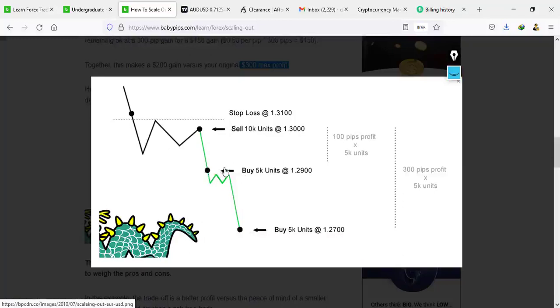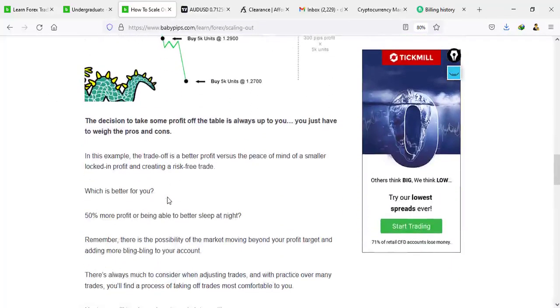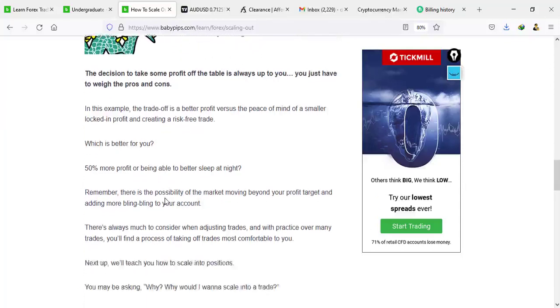And when you let this consolidation ride and smash a take profit, you also buy at the end. Now the decision to take some profits off the table is always up to you. You just have to weigh the pros and the cons, right? So in the example we looked at earlier on, if you had followed that pattern, it would have cost you nothing. You would have made lots of money, and you would have been riding a risk-free trade, okay?